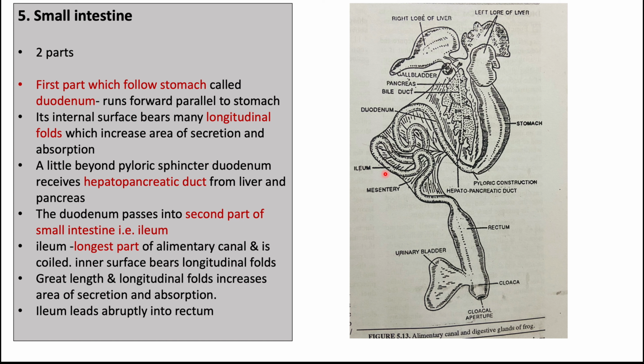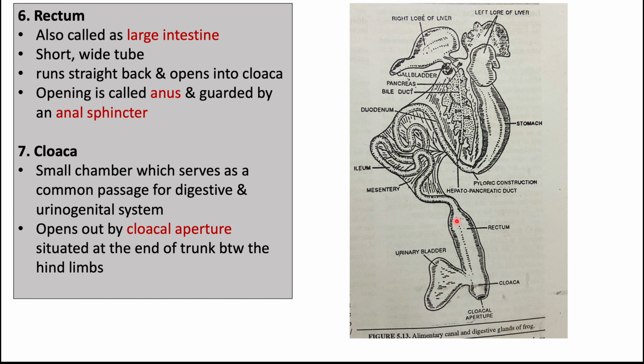The ileum is much coiled. Look at how much coiling it shows. Its inner surface also bears longitudinal folds. Yes, we know that because digestion is going on, we need a large surface area, so folds are present. This great length of the ileum and the longitudinal folds increase the area of secretion and absorption. Now the ileum leads abruptly into the rectum. So this portion is now the rectum.